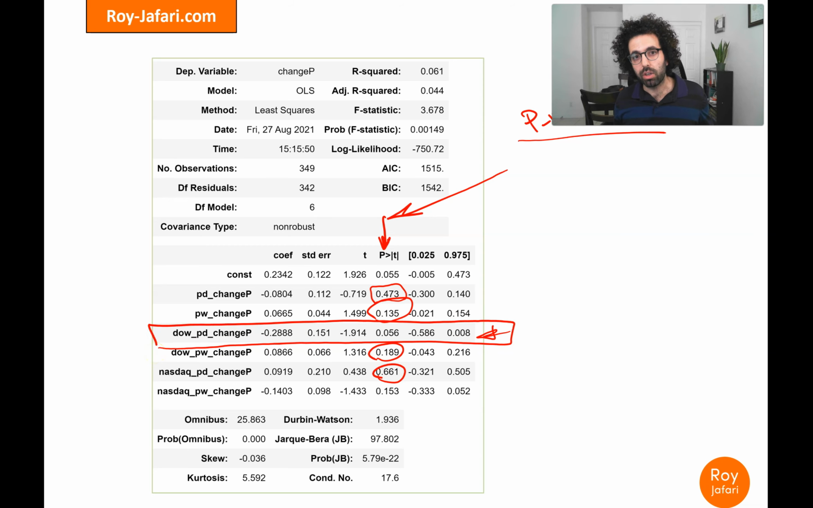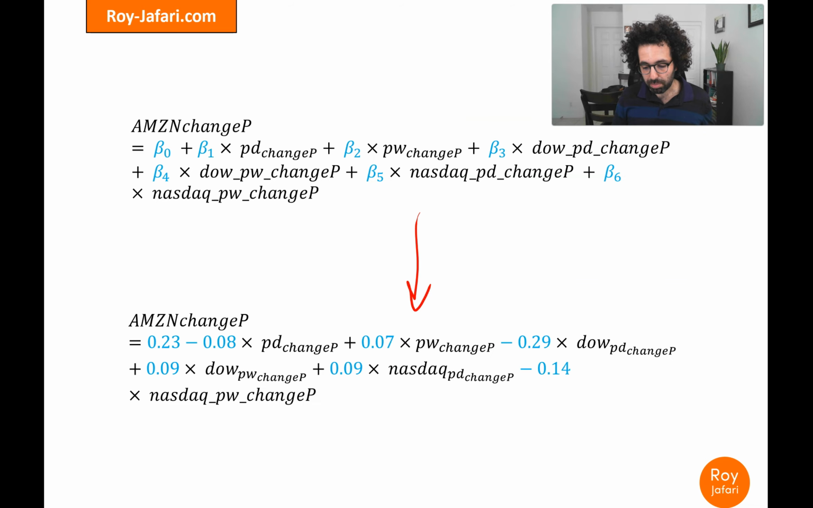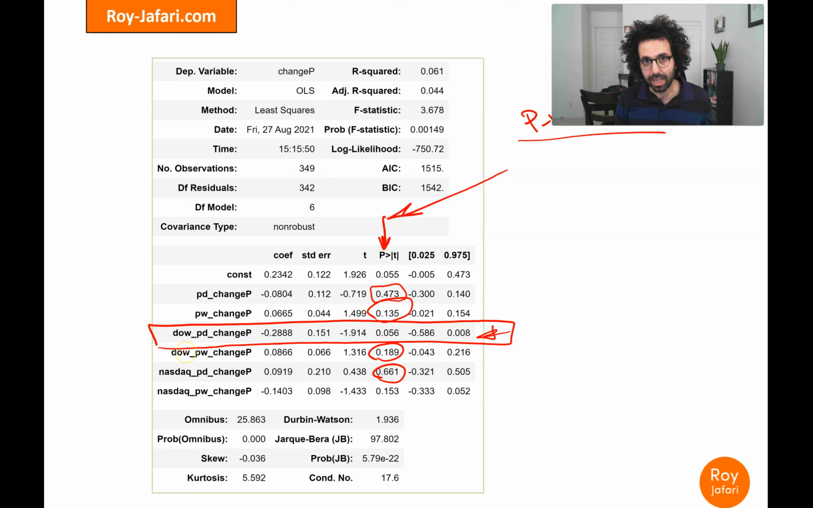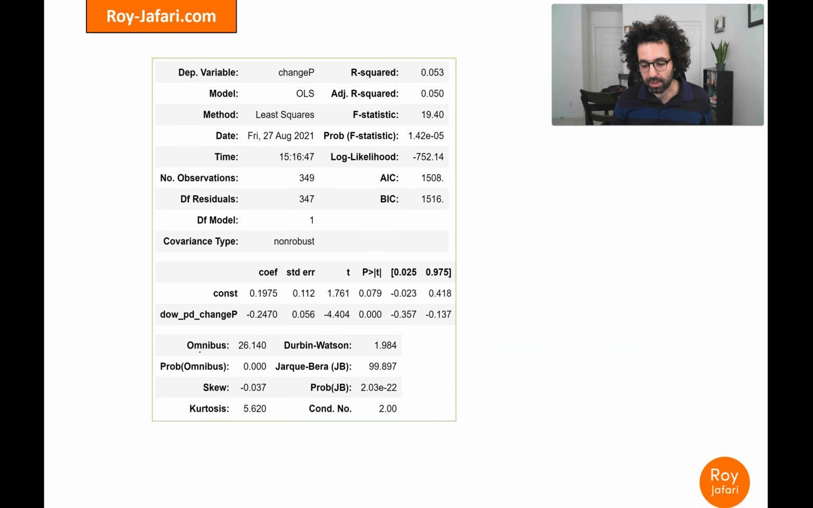So now I use linear regression to find the best subset of the independent attributes to use for prediction, and that's what we mean by dimension reduction. So we move from this model, this linear equation, to this much simpler one, because we saw in the previous one that the only one that had a rather low p-value, or had some significance as far as having some relationship with the dependent attribute, was the Dow Jones previous state change percentage.